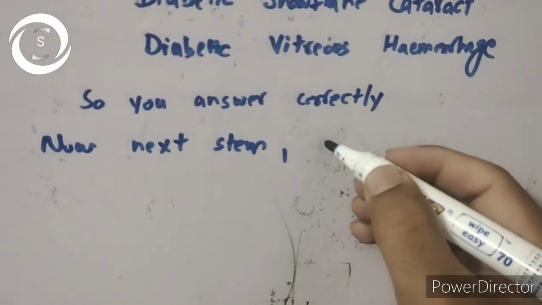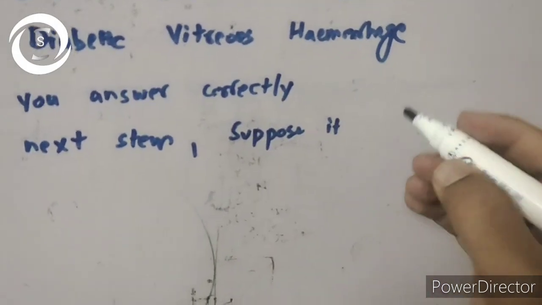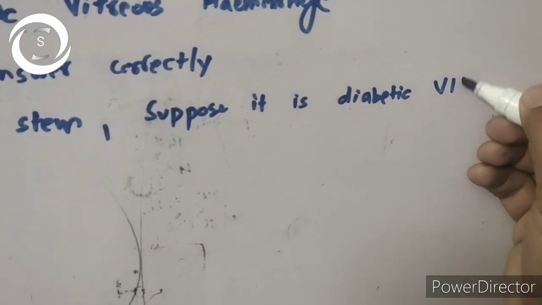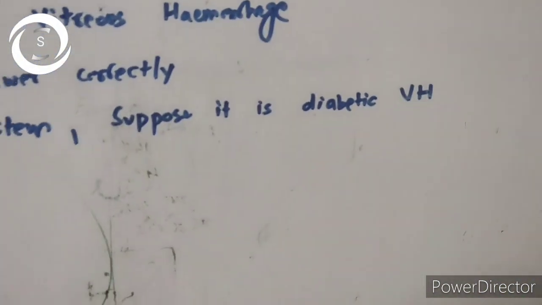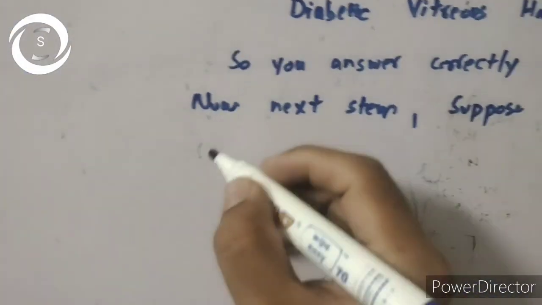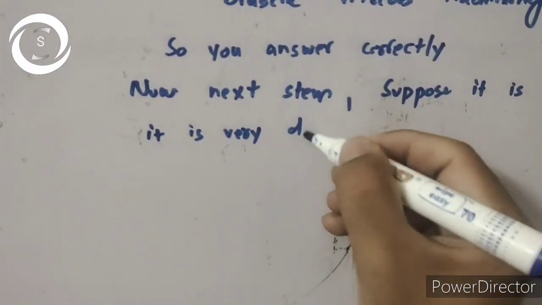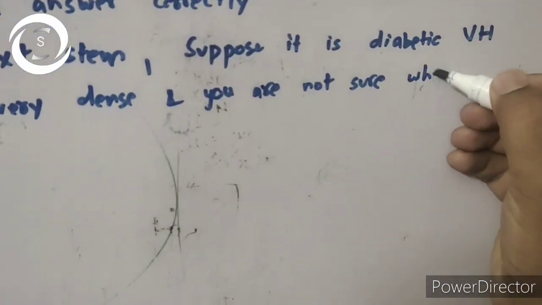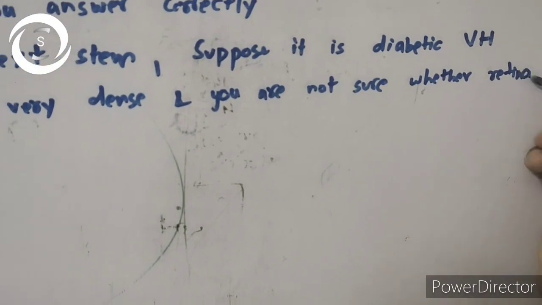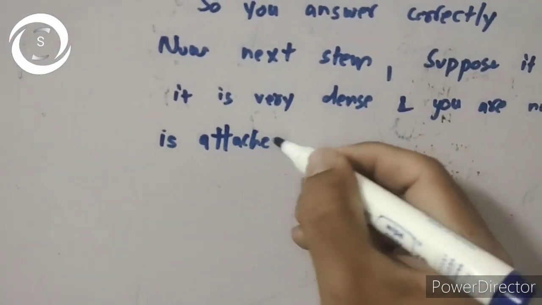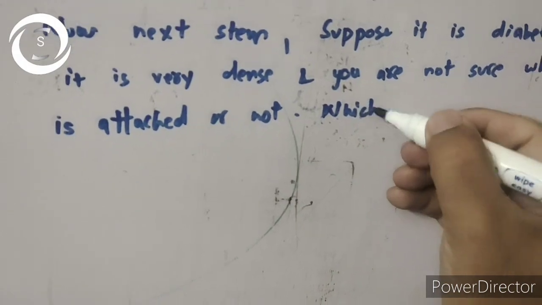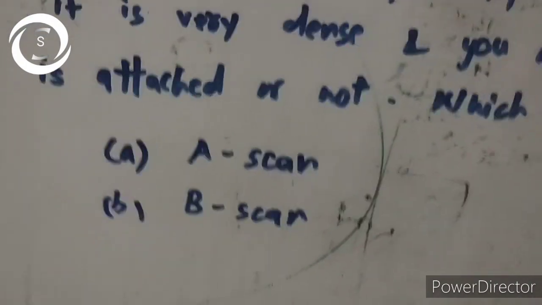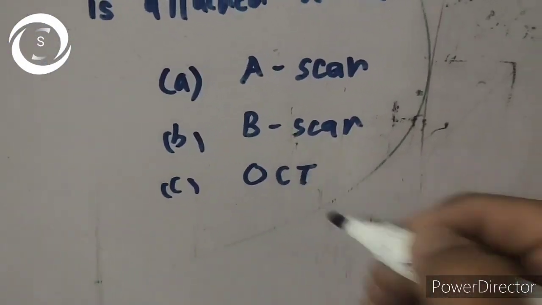When you click on the correct one, then another stem opens, like okay, your differential diagnoses are correct, that the patient could have diabetic vitreous hemorrhage or diabetic sudden development of snowflake cataract. So suppose it is a vitreous hemorrhage, then which investigation would you like to perform in order to ascertain the health of the retina? Then the options will be given after the second stem: A scan, B scan, FFA and OCT.